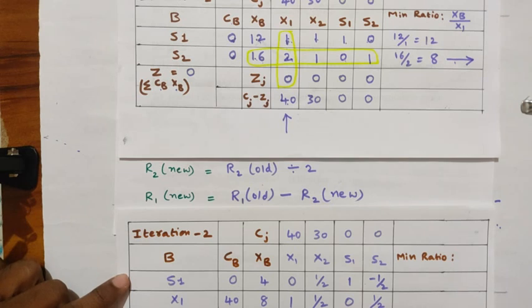Zj is the product of CB and X1. 0 into 0 plus 40 into 1, we will get 40. 0 into half, that is 0, plus 40 into half, that is 20. 0 into 1, 0, plus 40 into 0, 0. 0 into minus half, 0, plus 40 into half, 20.